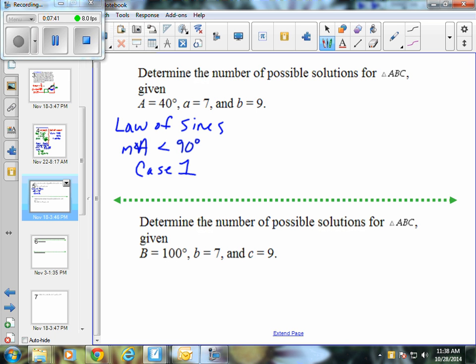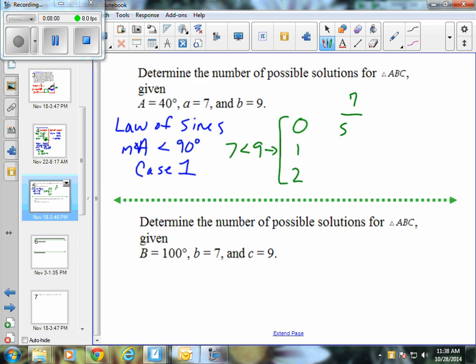So remember what happens with case 1. The first thing you want to do is compare the sides. Side 7 is less than 9. So it's either going to be none, so no triangles, 1 or 2. That's what I know from that information. It's either going to be none, 1 or 2. So how do I check? Just find that first angle that we can.